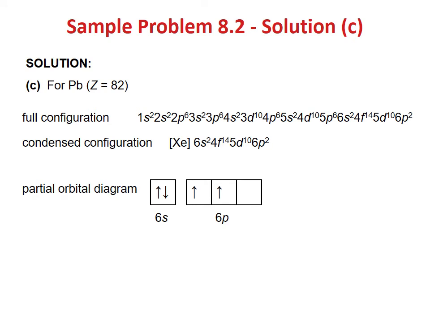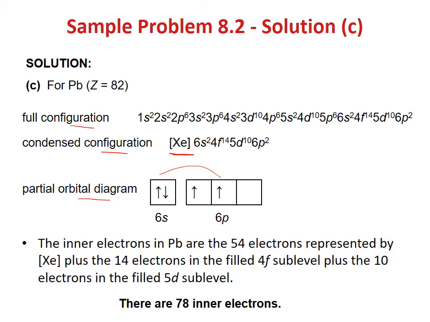So we have drawn the full electron configuration, condensed configuration, and a partial orbital diagram to show the valence electrons. We have 4 valence electrons, and the rest are the inner electrons. This includes the electrons represented by xenon, which is 54 electrons, plus 14 in the 4f orbitals, and 10 electrons in the 5d orbitals. That added together gives you 78 inner electrons.